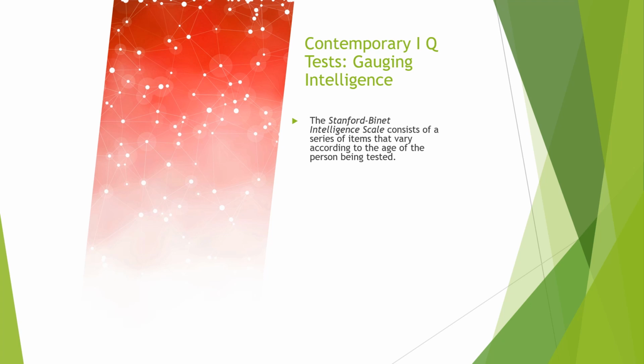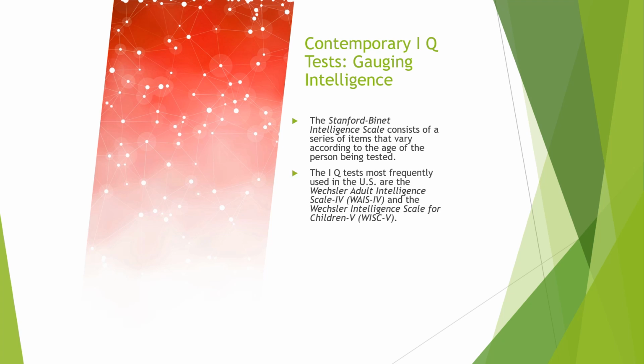The second type of intelligence test that we currently use in the United States is the Wechsler Adult Intelligence Scale in its 4th edition, and the Wechsler Intelligence Scale for Children in its 5th edition. So it's the WAIS-4 and the WISC-5. Both of these are very common in the United States. It's probably more common and more used than the Stanford-Binet Intelligence Scale.